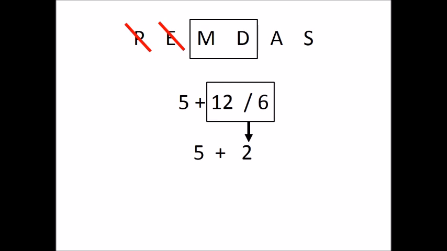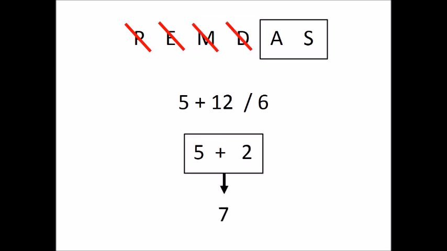Now that we're all out of multiplication and division, we can cross out those problems because, as we said, 12 divided by 6 is 2. Now all we have left is addition. Addition and subtraction: 5 plus 2 is 7. That's it. It seems like a lot of work, but it isn't. It's just about doing stuff in order. The order of operations, that's where order comes from.